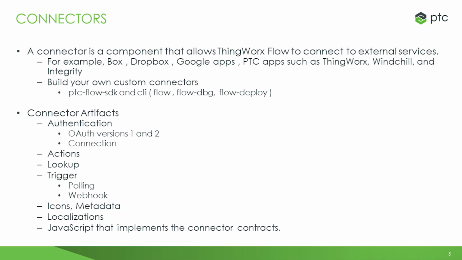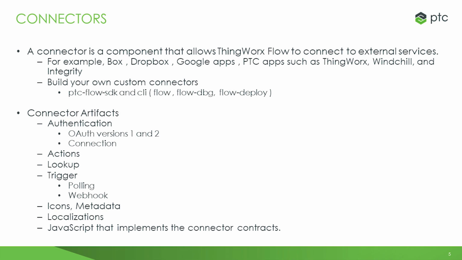Box and Dropbox, which allow you to store and download files from those applications. Connectors are available for various Google apps like Gmail, Google Forms, Tasks, and so on. PTC apps like ThingWorx, Windchill, Integrity all have their own connectors. And in addition to this, you can build a custom connector for your own application.